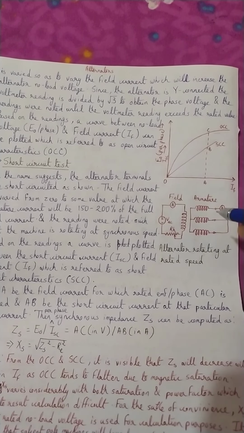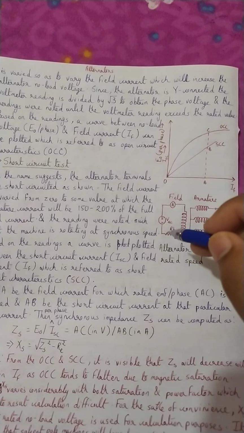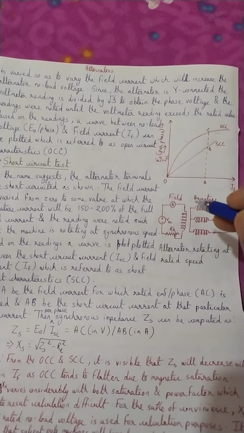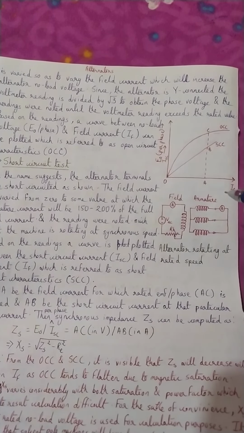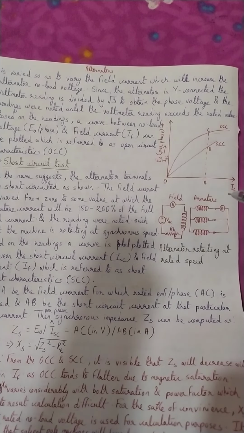So we would be carefully changing the rheostat value from 0 to some value such that the armature current is not exceeding 1.5 to 2 times the rated current. So if the rated current is 5 ampere, we have to stop this experiment at 1.5 times 5, that is 7.5 to 10 ampere. We would not be going beyond that because that would be damaging the machine.